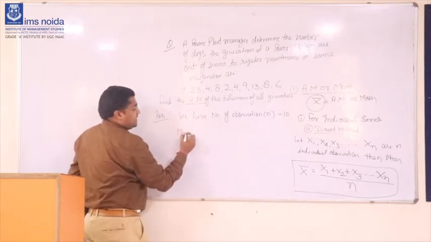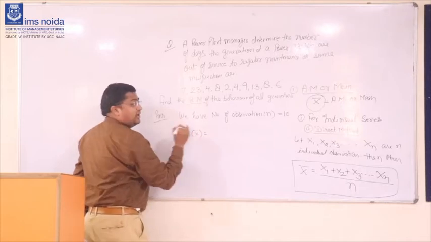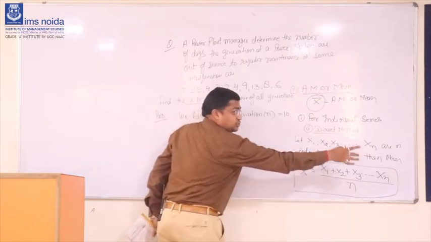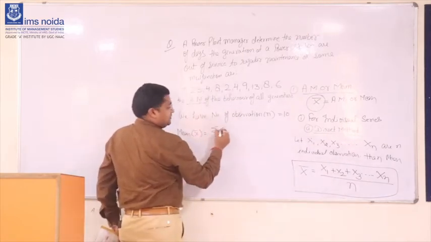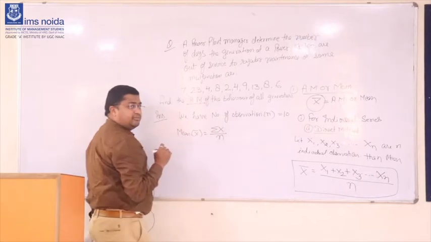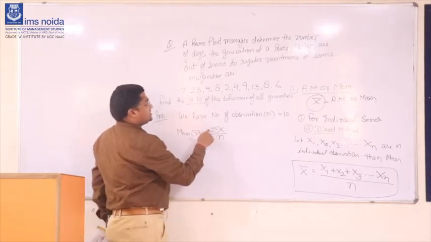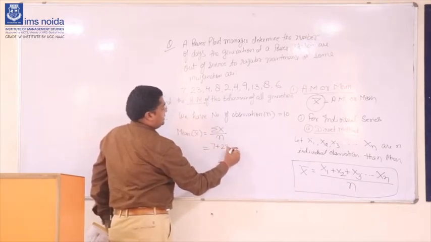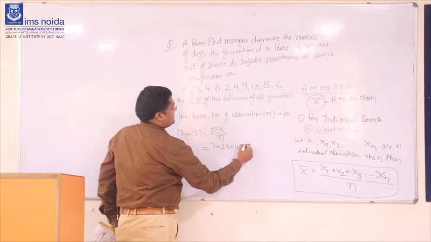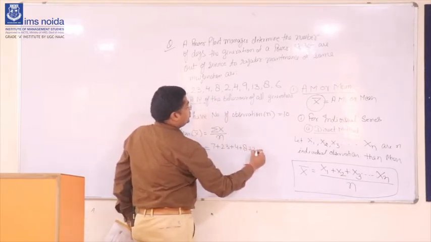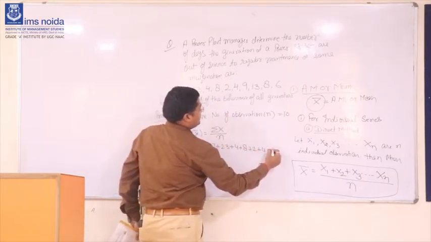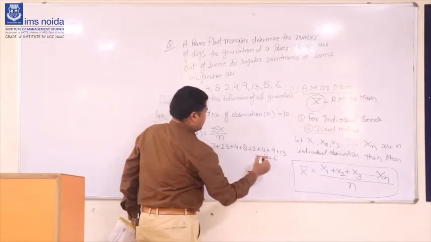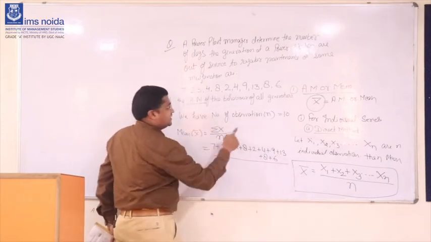We will find the mean. So mean, represented by x bar, equals the formula x1 plus x2 plus x3, represented by summation x divided by the total number of observations. Summation x is 7 plus 23 plus 4 plus 8 plus 2 plus 4 plus 9 plus 13 plus 8 plus 6, and total number of observations n is equal to 10.